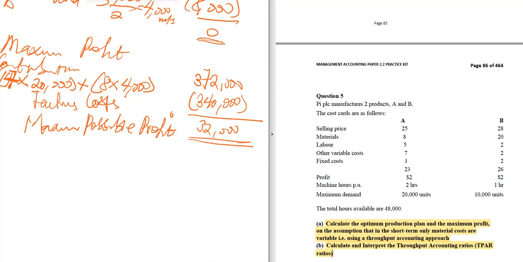It's just like the normal limiting factor. Straightforward from the throughput contribution per limiting factor, you can rank. But if the question requires the throughput accounting ratio, this is the approach you use to get the ratio, you rank, and then you continue.